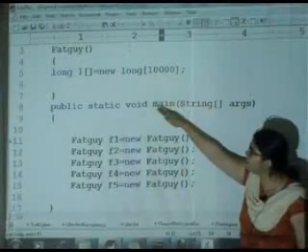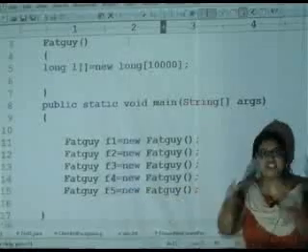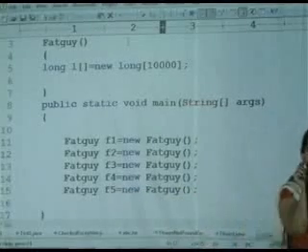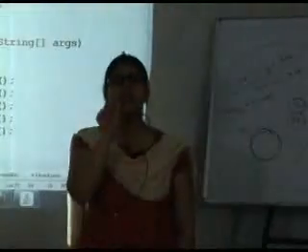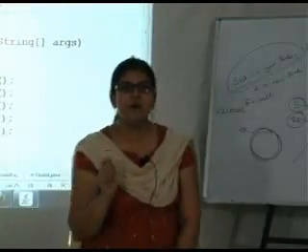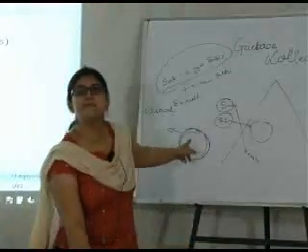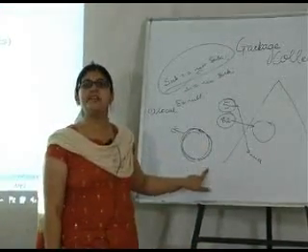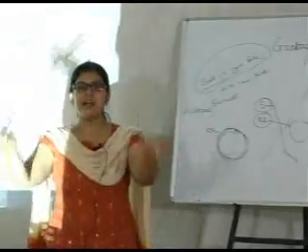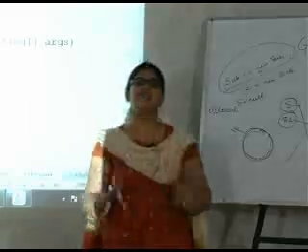So the moment my main finishes, f1, f2, f3, f4, f5 finish with my main. So if your reference variables are declared as local variables in a particular method, the moment the method finishes its execution, all these variables will die. If these variables are dying, what does it mean? The objects have become unreferenced. The objects are still in heap, but they do not have reference.